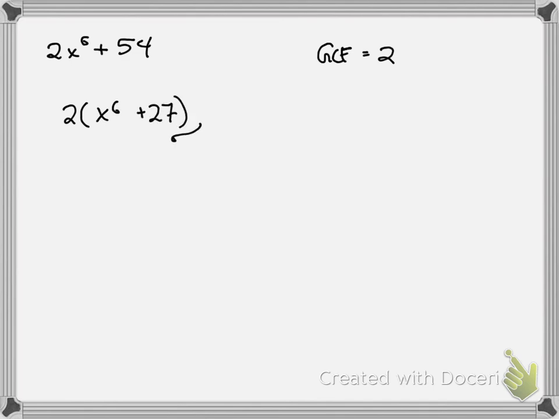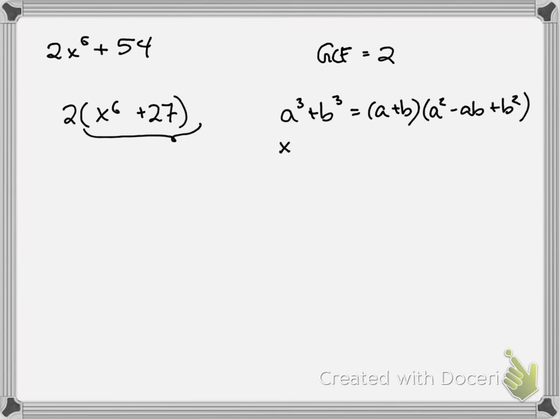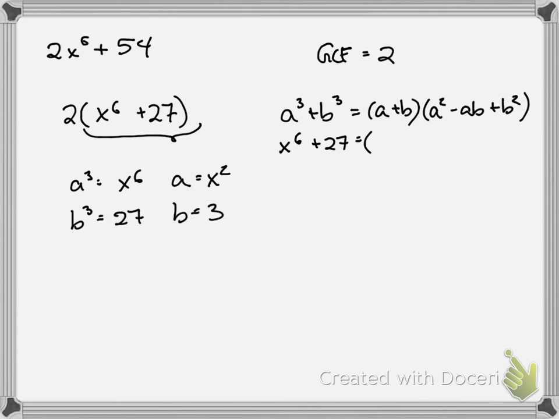Okay. Then I notice that this is in fact a perfect cube, so I can continue to factor it as I would a perfect cube. So at this point, we have a sum of two perfect cubes. So remember, we have same, opposite, always positive. Okay? So a cubed is going to be x to the sixth, and b cubed is going to be 27. So what does that mean? If a cubed is x to the sixth, then that means a is x squared. If b cubed is 27, that means b is 3. So we're going to have x squared plus 3.